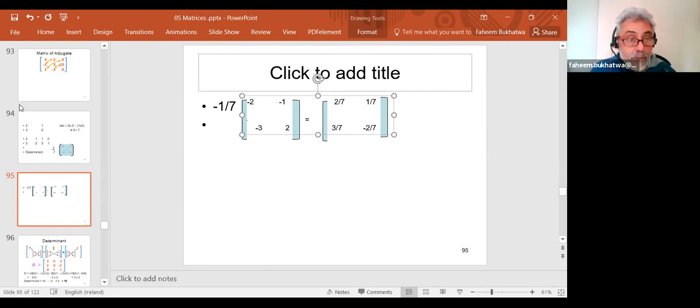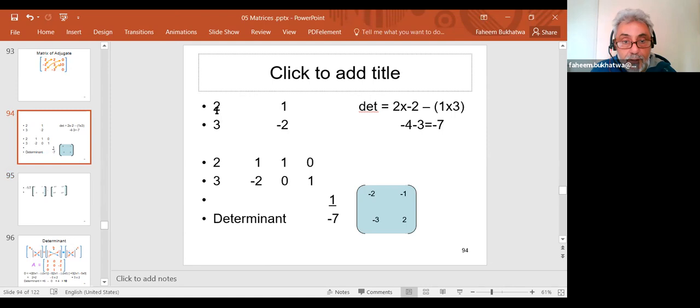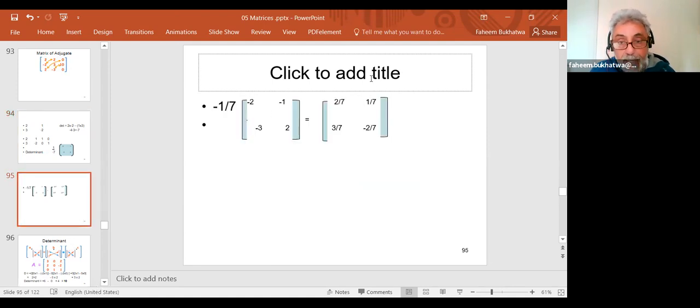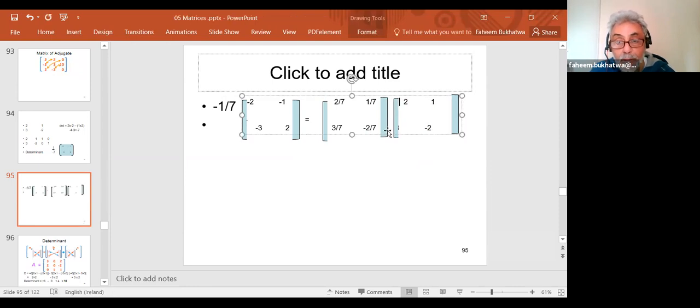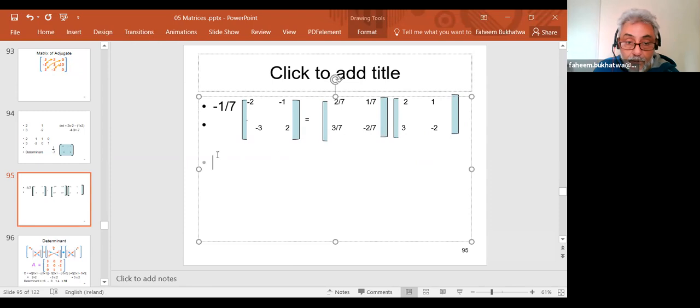How do we know it will work or that it is the right value? The original matrix is 2, 1, 3, minus 2. If we take this and multiply it into the original matrix, so this is the original matrix and that's the inverse. Who's going to help me multiply these two? What's the result? You multiply this row into this column, right? So it's 2 over 7 times 2 is 4 over 7, plus 1 over 7 times 3, which is 3 sevens, right?